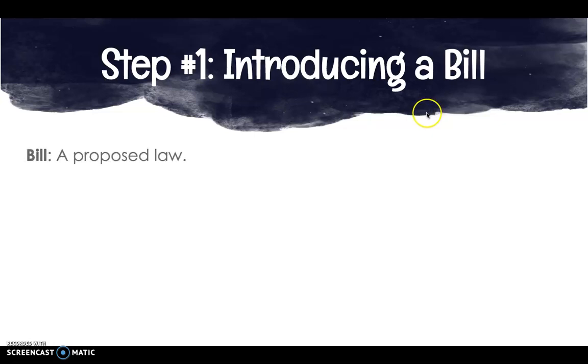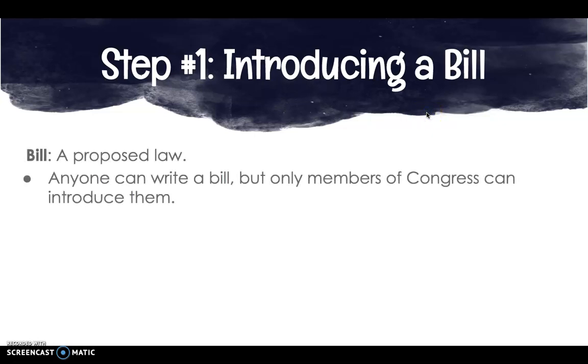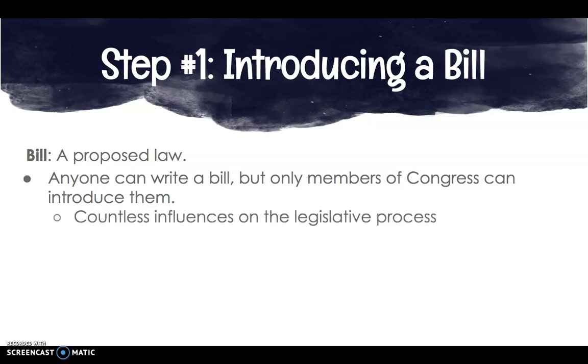Now, a bill is a proposed law, and anyone can write a bill. It can come from any idea, any person, but only members of Congress can introduce and sponsor a bill itself. Now, there are countless influences on this legislative process. The media, for example, interest groups, the constituency, but ultimately a bill starts with an idea, and can only be introduced by a congressperson, whether that's a representative or a senator.